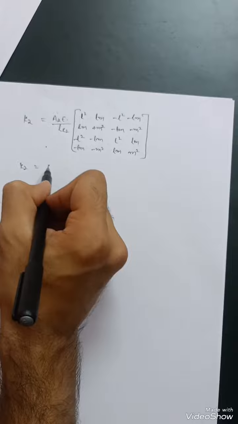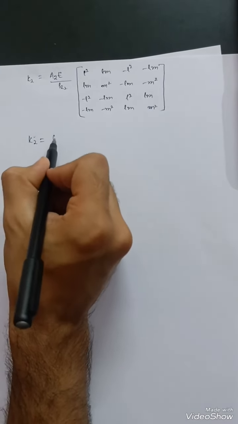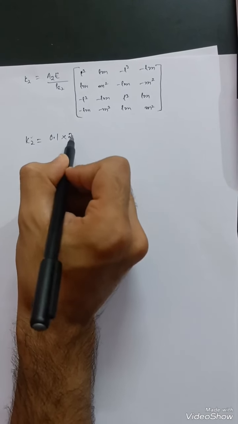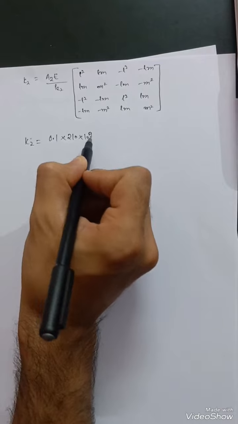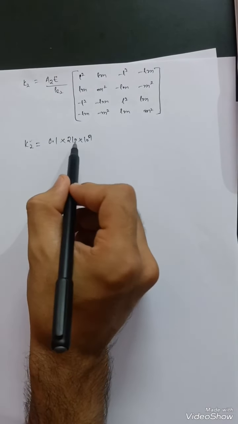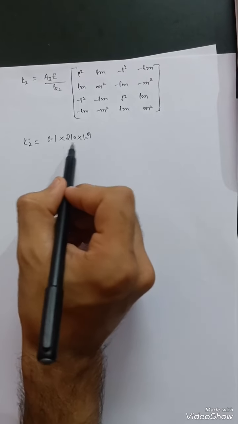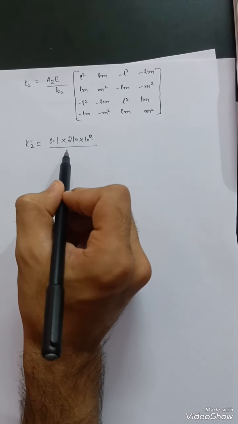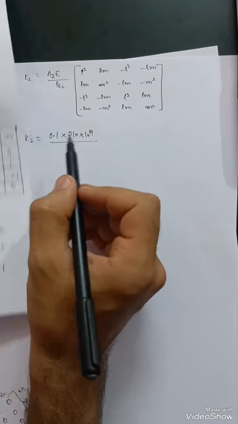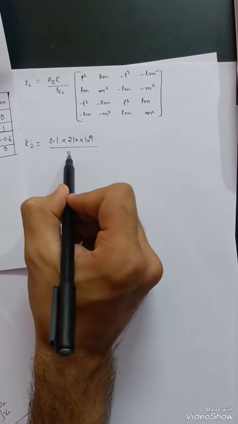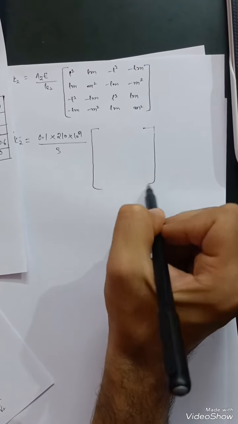So K2 is equal to, area is 0.1 into 210 into 10 power 5. Sorry, this is 9 over here. If in terms of meters you have to take, so 210 into 10 power 9. Same in the first element, you can take 10 raised power 9 there. So divide by LE2. So the second length is given, that is 3 over here, 3. Then same here, you can calculate it.